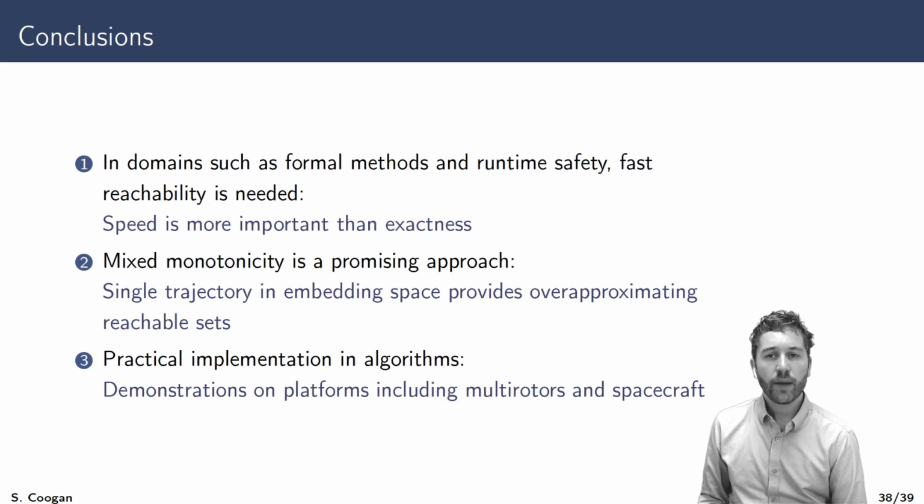Okay, I want to wrap up with some concluding thoughts. A main thesis of this talk is that fast methods for computing reachable sets are needed in emerging domains like formal methods for control systems and runtime safety assurance. In these cases, speed is often more important than exactness. I believe that mixed monotonicity is a promising approach in this area because a single trajectory in the embedding space provides hyperrectangular over approximations of reachable sets, allowing for fast computation of these sets. And these approaches are able to accommodate disturbances in a natural way.